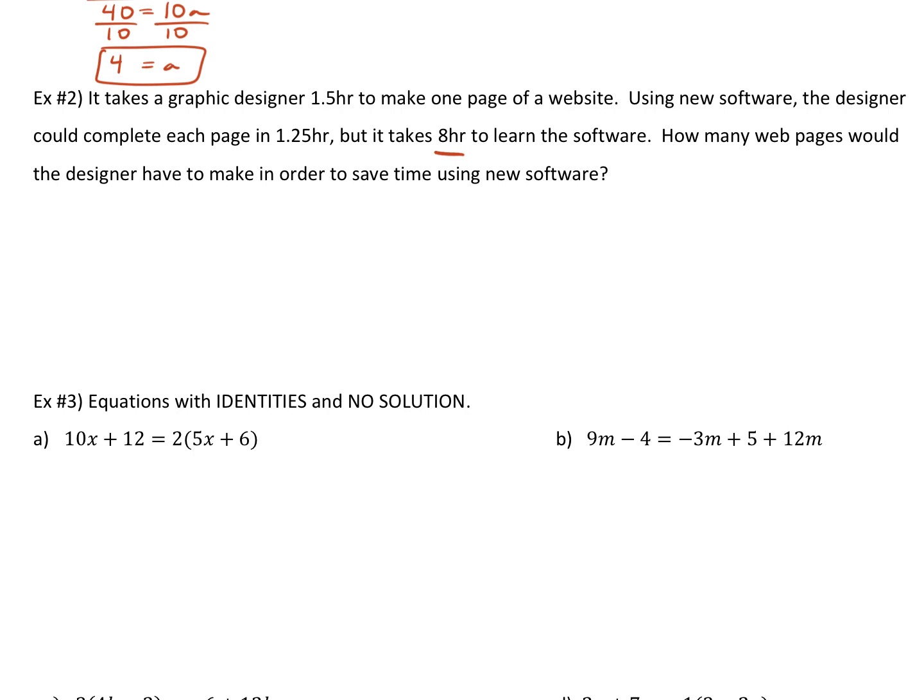So you have 2 different scenarios. We're going to set them equal to see when they're equal amounts of work, right? So the one is 1.5 hours per page. The other one is 1.25 hours per page, but you have to spend 8 more hours with training, okay? That one doesn't have a variable attached to it because it's just 8 hours. It's not per page that the training takes. How do you solve this?